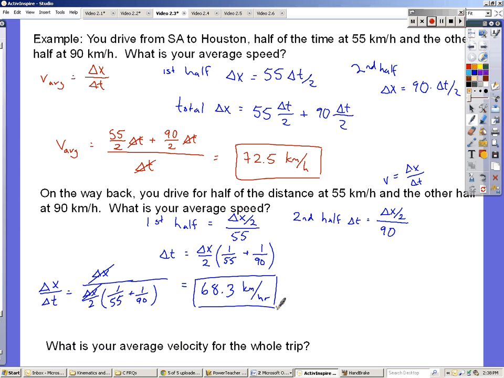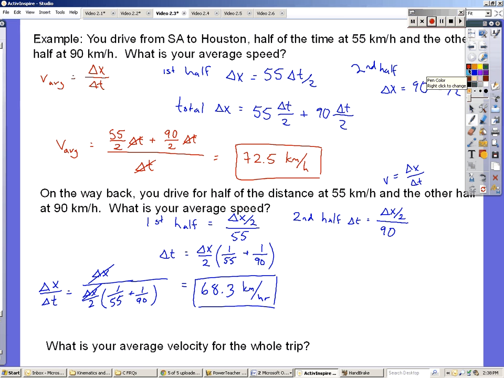The best way to think about that is that you're no longer doing half the time at 55 kilometers per hour. You're now doing more than half the time at 55 kilometers per hour because it's half the distance. But the part of the distance where you're doing 55 kilometers an hour takes a lot longer than the half of the distance that you do at 90 kilometers per hour, so it lowers your average speed.